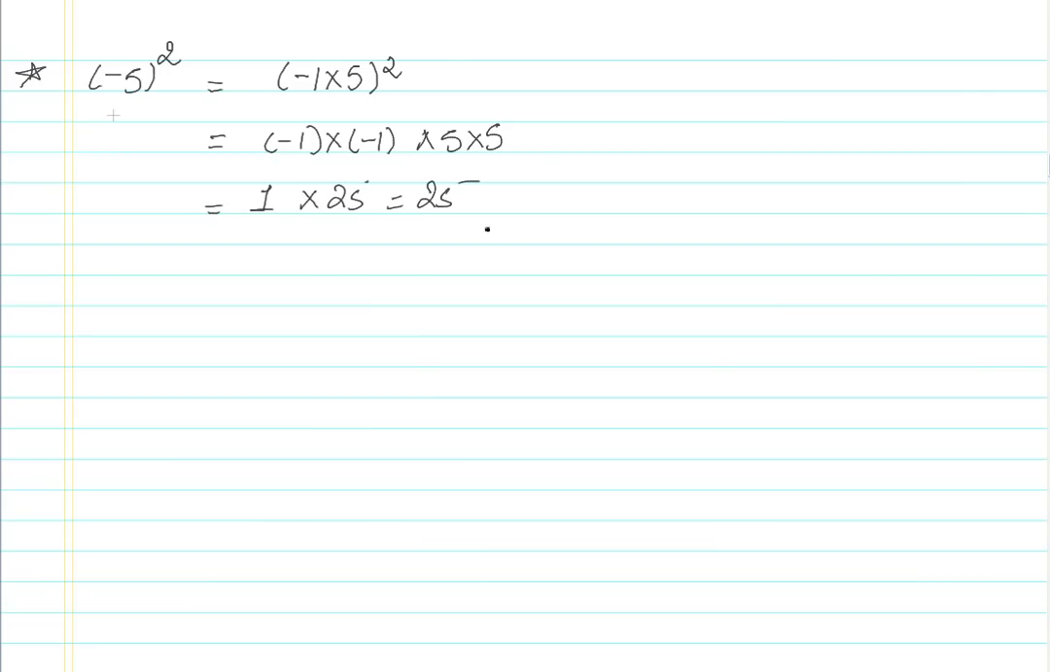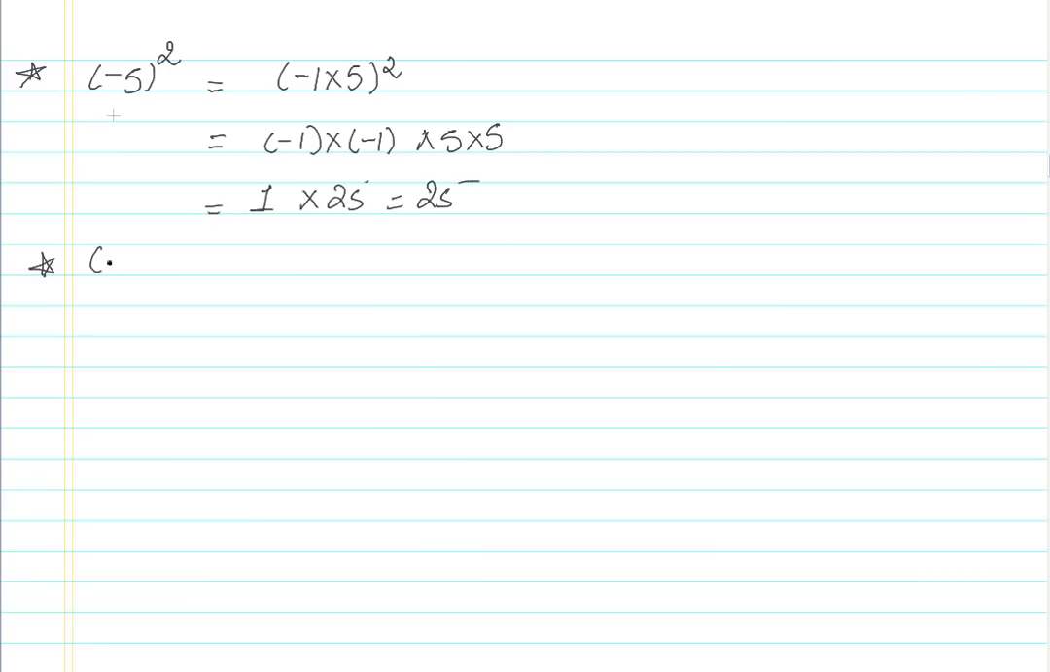Now the same can be extended to other negative numbers also. I'll take one example of minus 5 raised to 2. You can write this as minus 1 into 5, raised to 2, or minus 1 into minus 1 into 5 into 5. This gives me minus 1 into minus 1, which, as it is an even term, gives me 1, and this gives me 25. So the answer is positive.